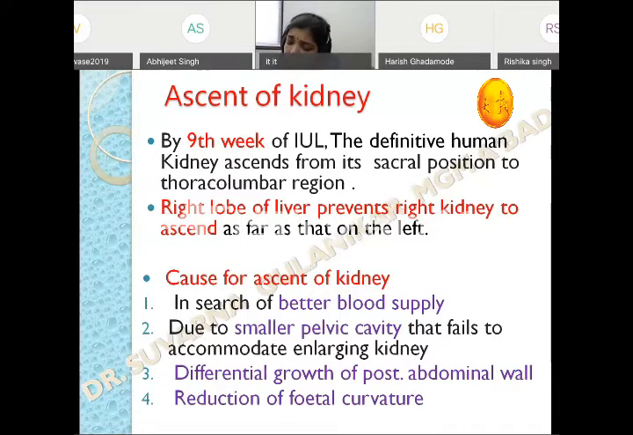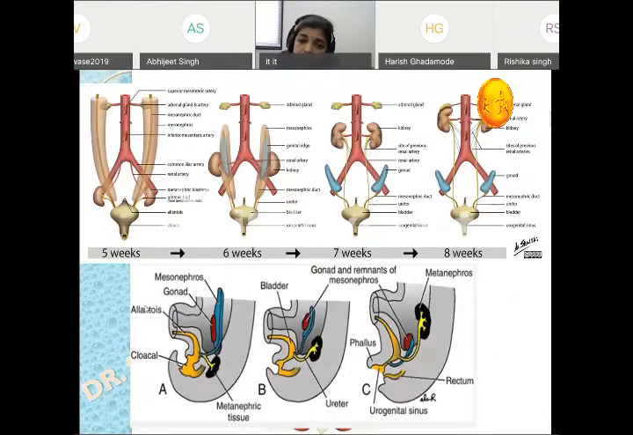So now this figure, this is Langman's figure again. It is showing the developing kidney in the sacral region and then gradually ascending to the thoracolumbar region. This figure shows the kidney in search of better blood supply. So blood supply is gradually changing from here to here, and ultimately the artery which is forming is a lateral splanchnic branch that we'll see in the next slide, which ultimately forms the definitive renal artery. Okay, so this is the ascent and its reason.